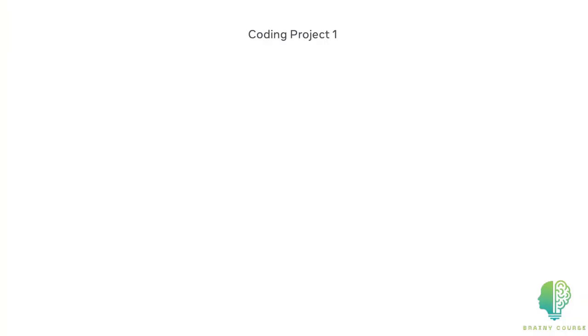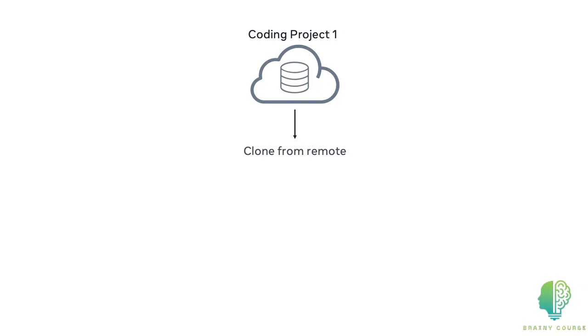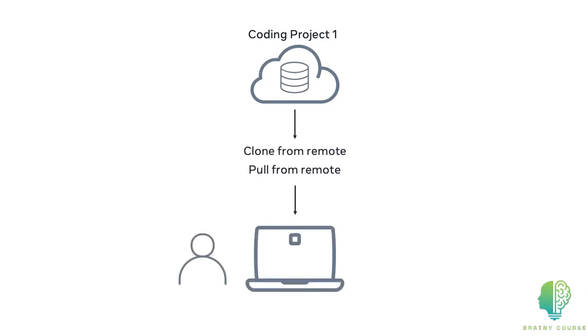To demonstrate both of these in action, let's say we have a project called Coding Project 1, which is located on GitHub with a unique URL. In other words, this project is stored on the remote server. When a user wants to copy this project to their local device, they need to either perform a clone, if it's the first time, or pull it to get the latest changes.